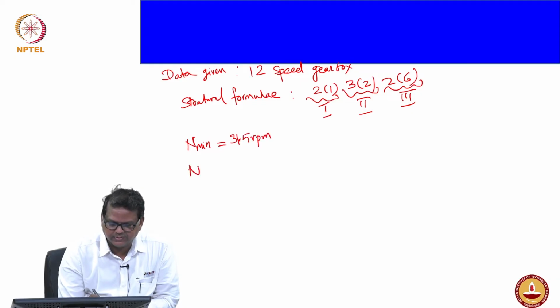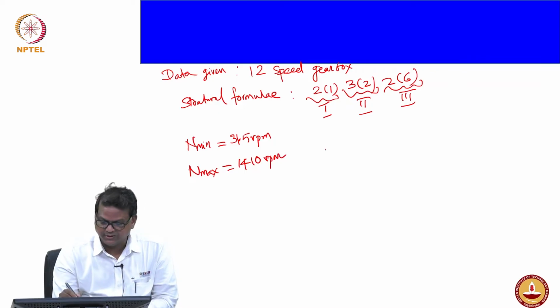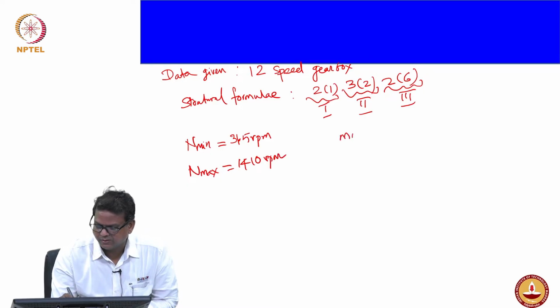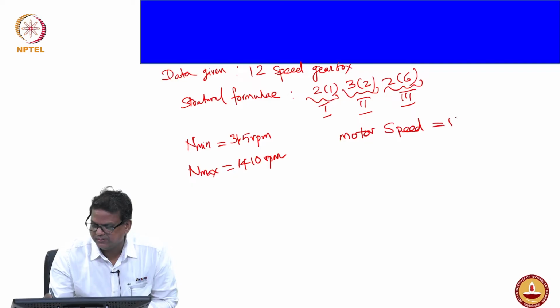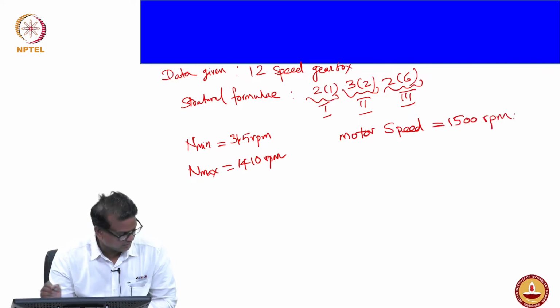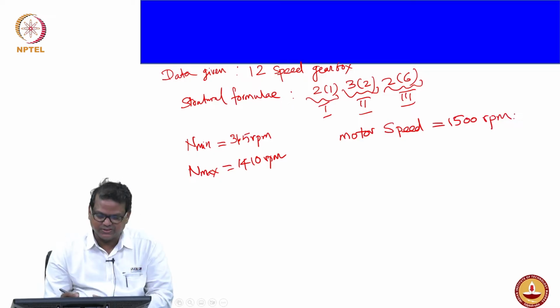And N max is 1410 rpm. Okay. And the motor speed is given as 1500 rpm. Okay. So, tell us what is the step ratio?